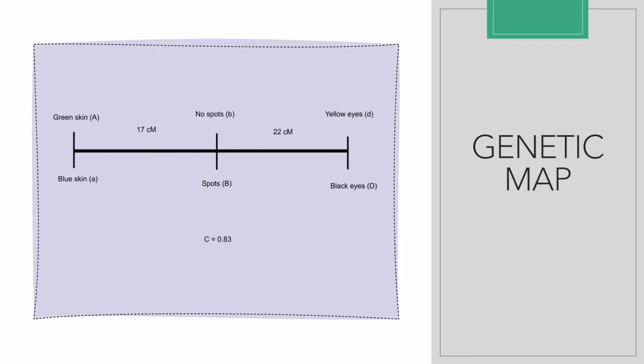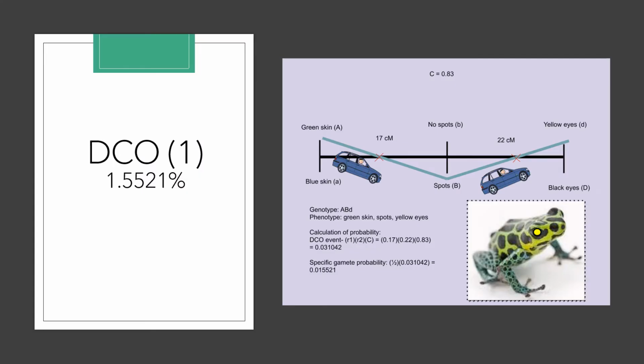As you can see, one parent has green skin, no spots, and yellow eyes, and the other one has blue skin, spots, and black eyes, and it shows the linkage between these traits and where they are on the loci. And also note there are distances between them, which we will learn about in a minute, and there's a coincidence of 0.83. This is a double crossover event.